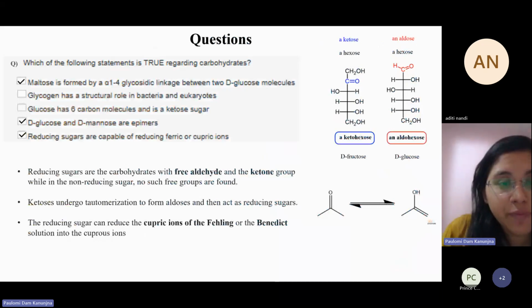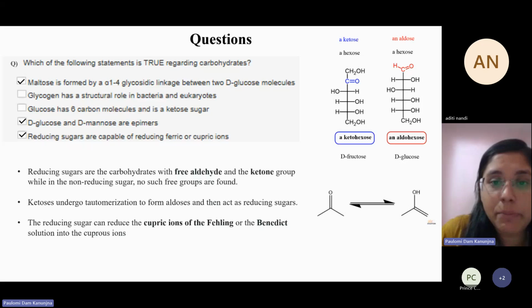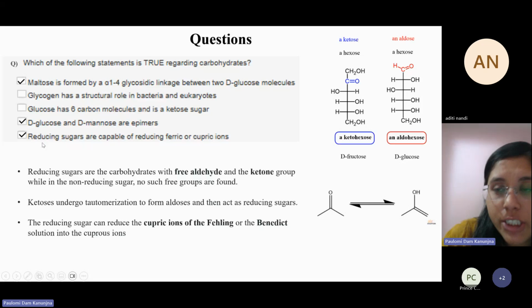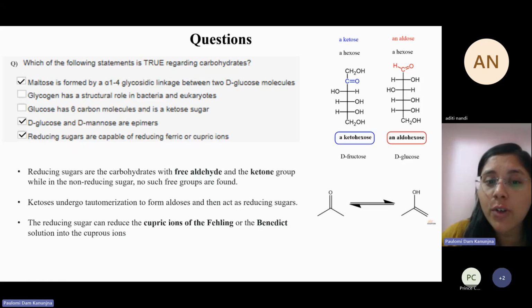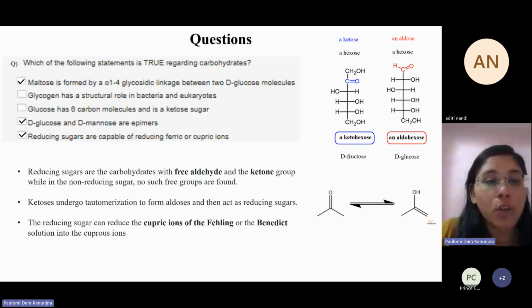If you were there in the last session, you would have seen that we discussed this question: out of the given statements, which statements are true regarding carbohydrates? The fourth point was about reducing sugars being capable of reducing ferric or cupric ions. One of us asked what reducing sugar actually means, and I said I'll come back with a more concrete answer.